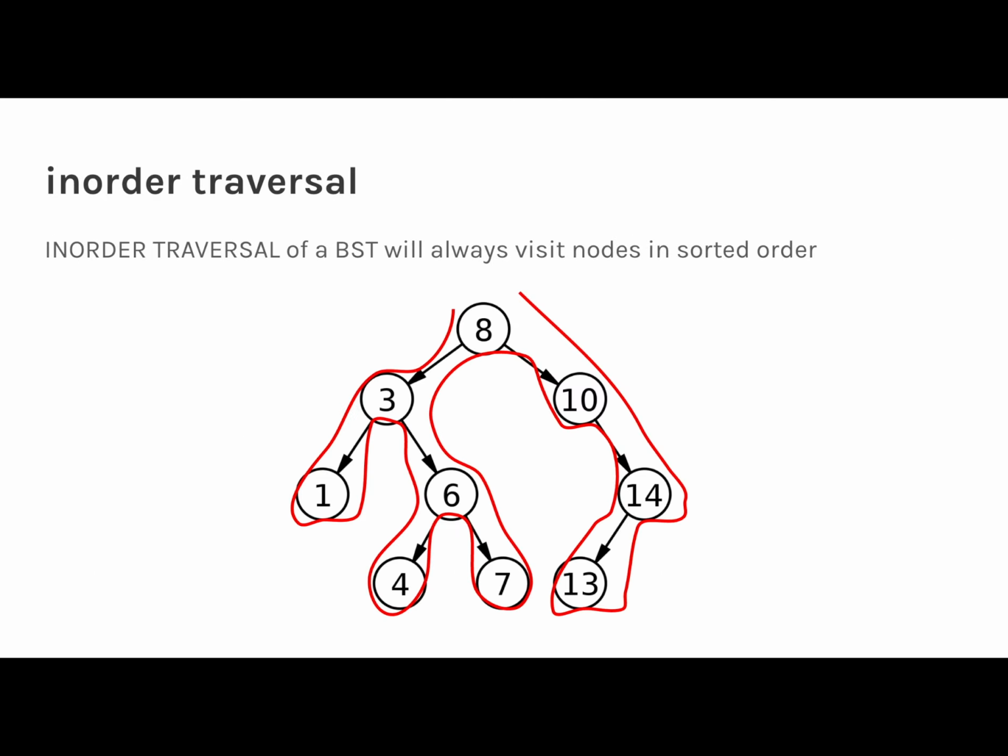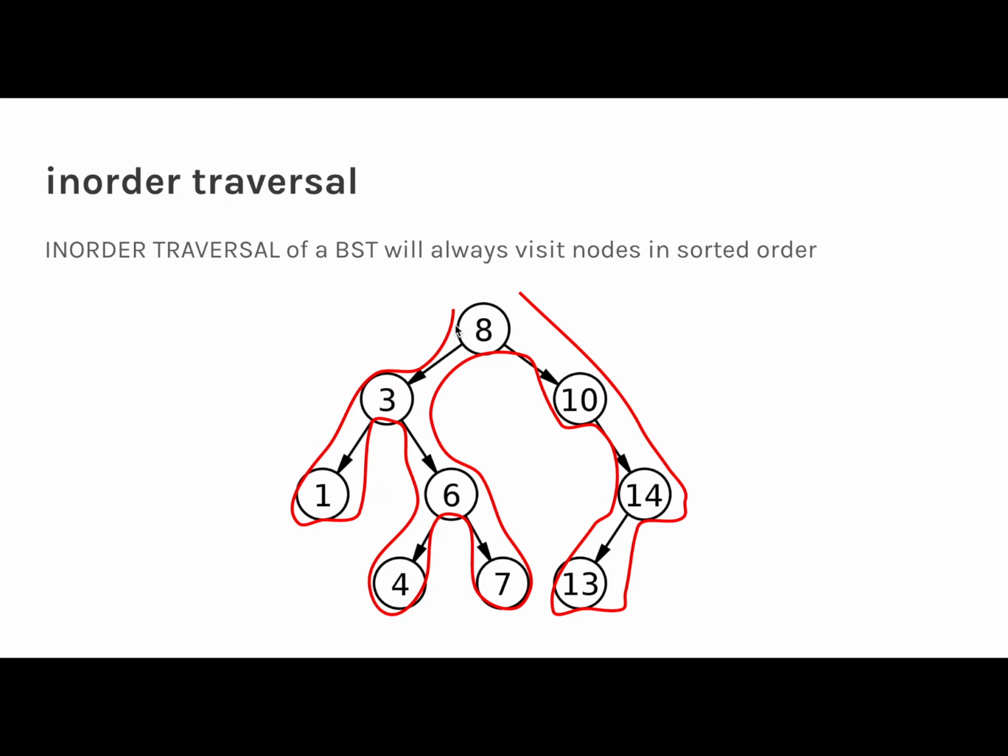Okay, now we're going to talk about tree sort, and in order to understand tree sort, this is a reminder that an in-order traversal of a binary search tree will always visit nodes in sorted order. So basically, if you have a binary search tree, and then we do an in-order traversal, that's going to give us all the sorted values.